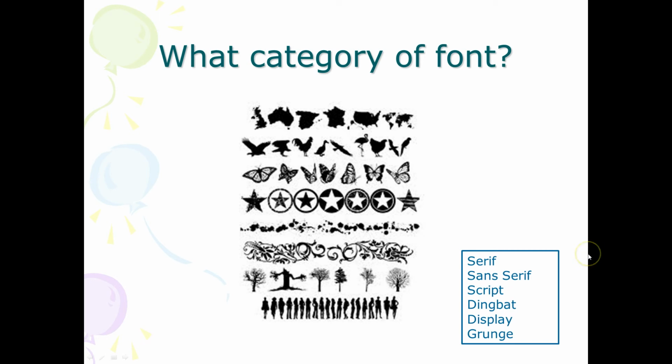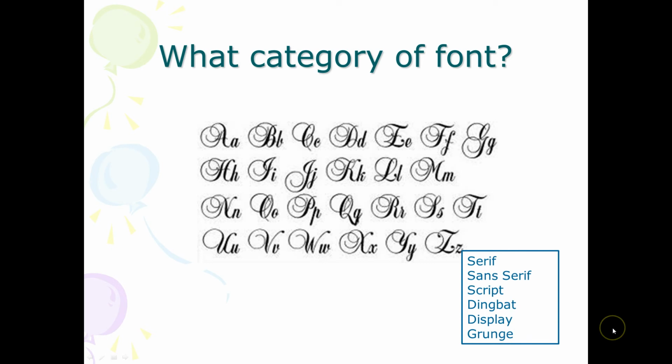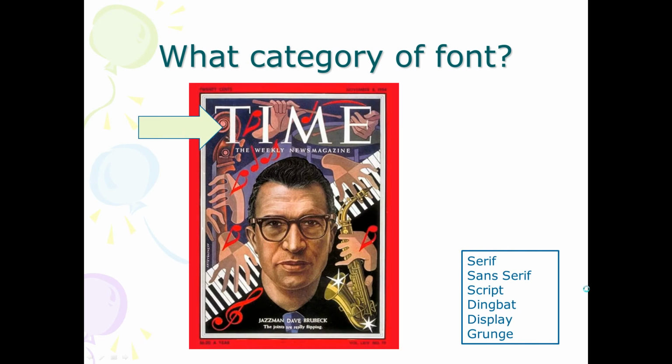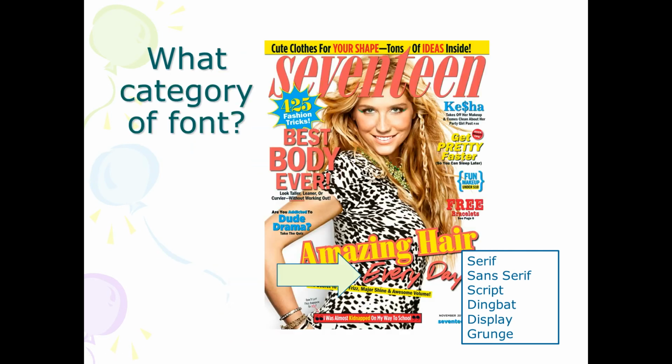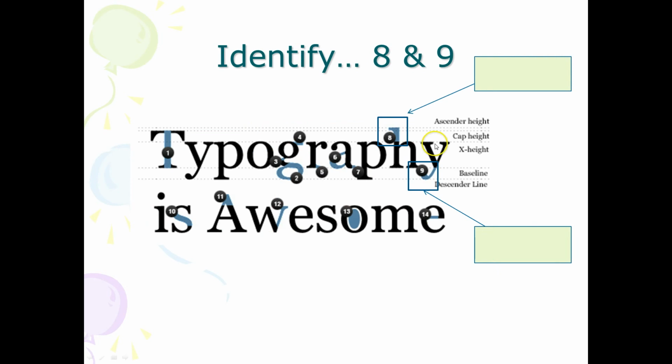Here you obviously see no letters, so this would be a symbol font, which is called dingbat. This would be an example of a grunge font. And this would be an example of a script font. Now I won't go through all of these for the purpose of the review here. But you can see there's lots of different font styles used in many different ways. Alright, this little part that hangs above would be considered the ascender, and this part that goes below would be the descender.